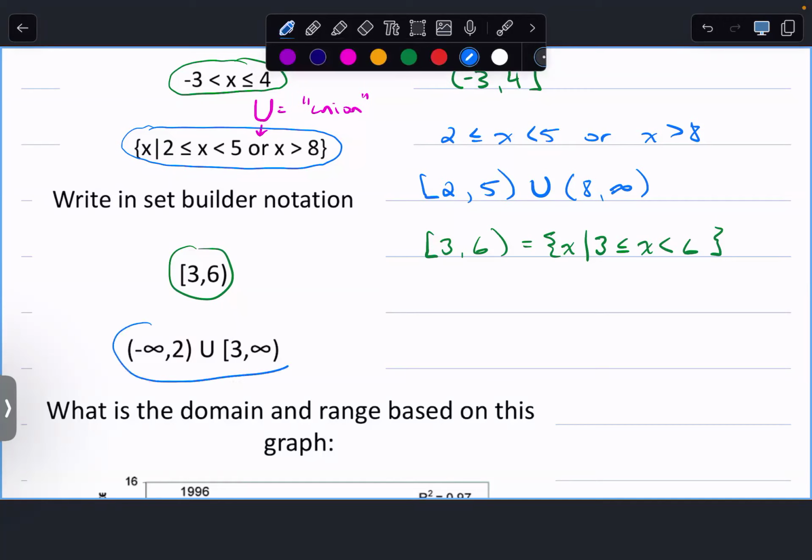Let's see here. So I've got from negative infinity up to 2, or from 3 up to infinity in set builder notation. I'll start tackling this with the set of x's such that, set builder notation, and then I'm going to use my inequalities. Okay. And so I can start: negative infinity is less than x, which is less than 2. And then you can use the union or just the word or x is greater than or equal to 3, but less than infinity.